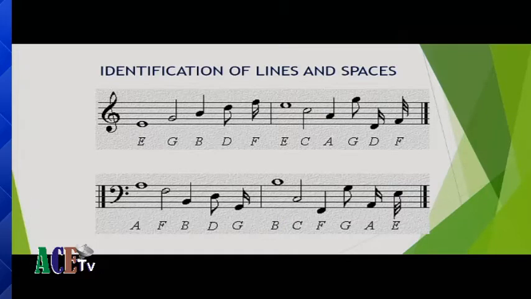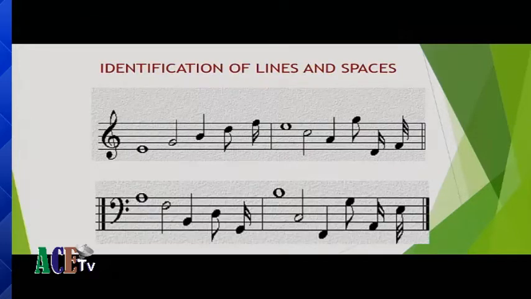E, G, B, D, F, E, C, A, G, D, F. So that is the name of the notes placed on the staff. The name of the notes, one after the other, is written below it. But the next one will not give you any name. So at this junction, you are to identify each of the notes, one after the other.